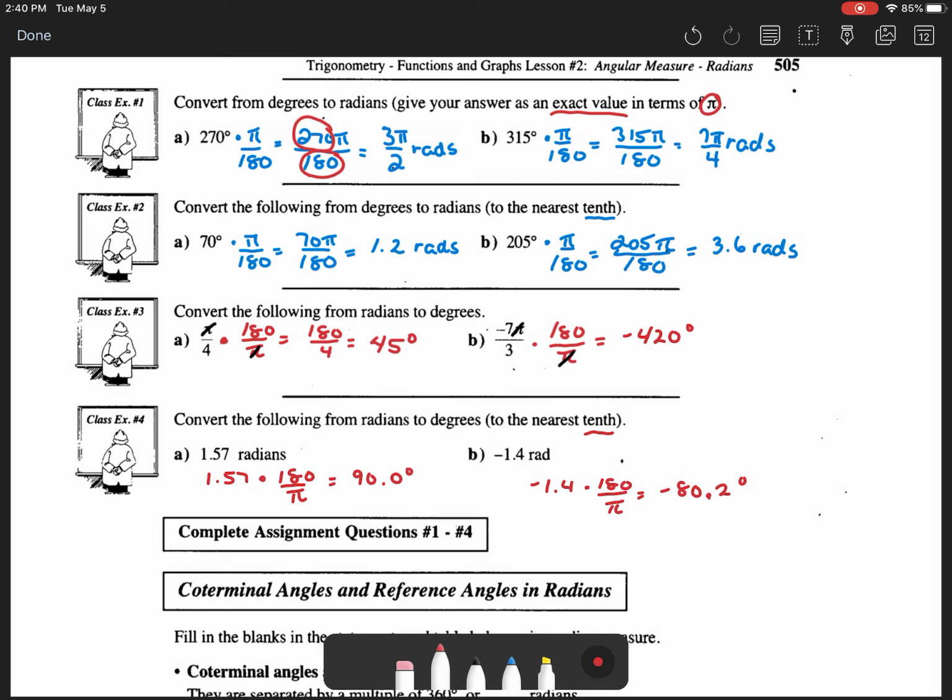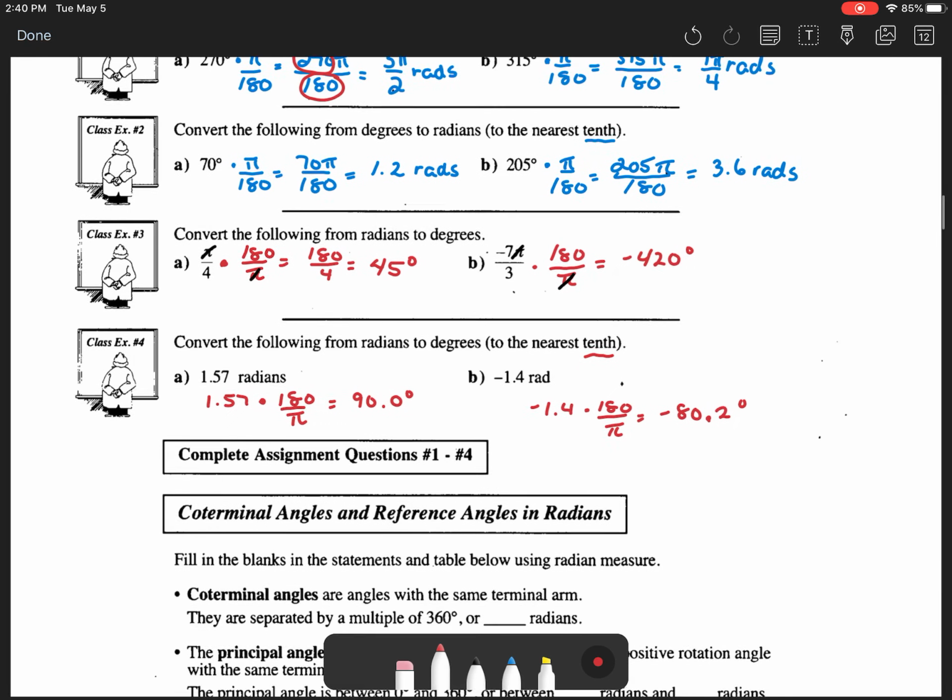Okay, so hopefully those 4 examples make it pretty clear as to how we use the conversion factors and how we go from degrees to radians, radians to degrees, and then always be cognizant of what they want their final solution or simplification to look like, whether it's an exact value or to the nearest tenth, hundredth, thousandth, etc.